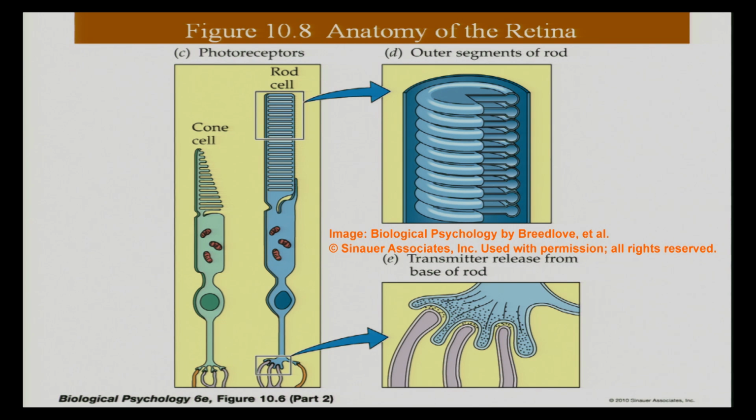The rods have a segment which is called the outer segment, this part of the cell. So this is a whole cell with this unusual shape. This is the inner segment. This is where the synapse is made with the next cells in the retina, called the bipolar cells. And this is the cone cell. It has a different shape of outer segment.